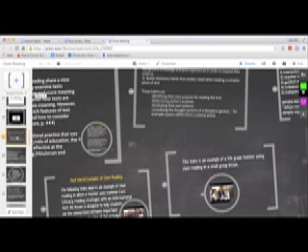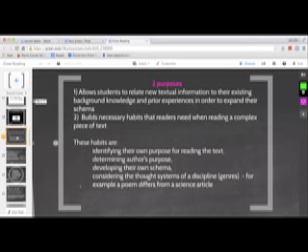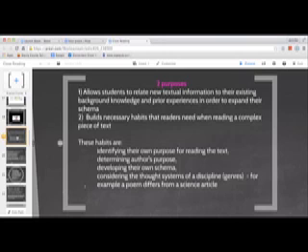There are 2 purposes for close reading. It allows students to relate new textual information to their existing background knowledge and prior experiences in order to expand their schema. It builds necessary habits that readers need when reading a complex piece of text. These habits are identifying their own purpose for reading the text, determining author's purpose, developing their own schema, considering the thought systems of a discipline or genre. For example, a poem differs from a science article.